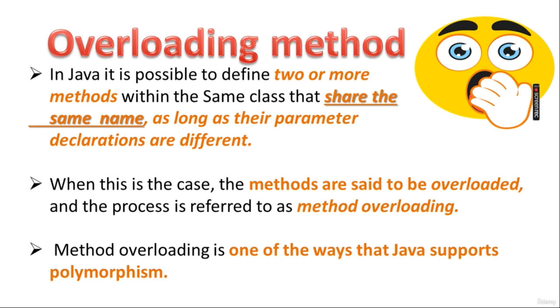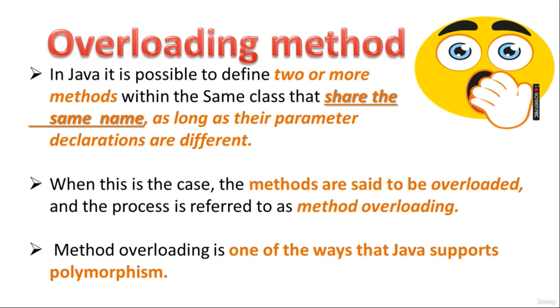First of all, we will start with overloading method. In Java, it is possible to define two or more methods with the same name, as long as the parameters you are passing to that method are different. When this is the case, the methods are said to be overloaded, and this process is called method overloading. So the same name will be given to all the methods that have the same functionality, only the parameters that you are passing to that method will be different.